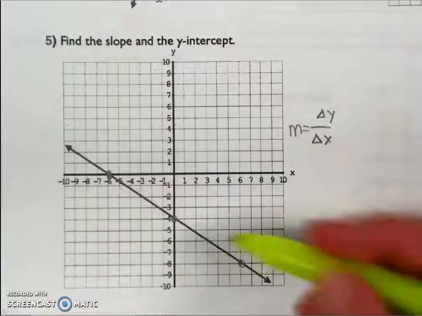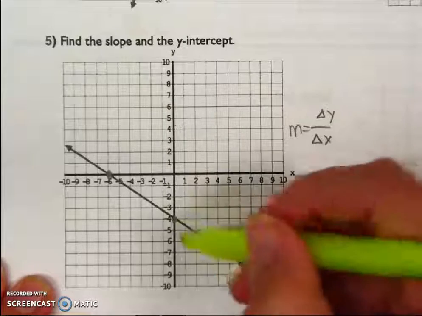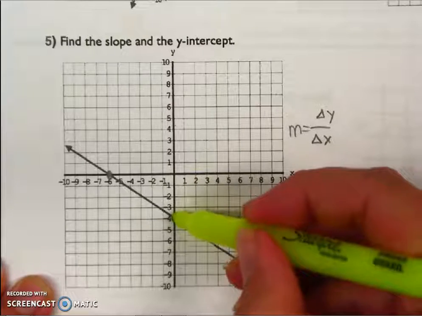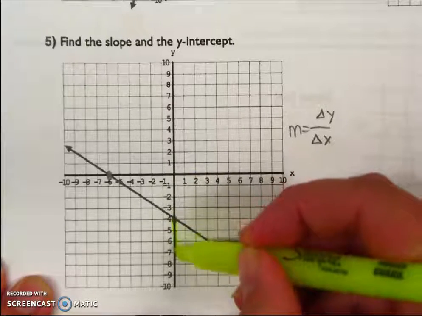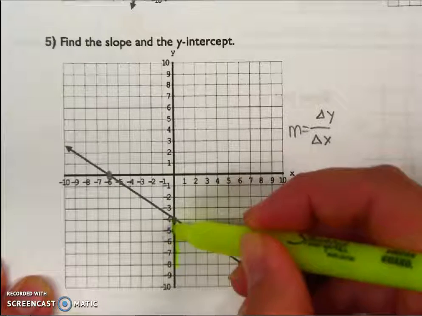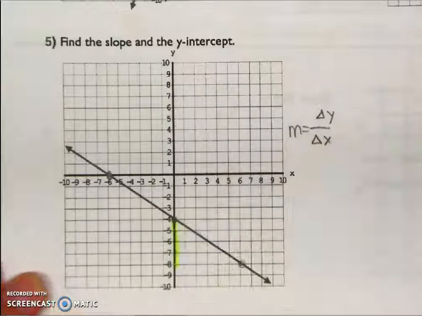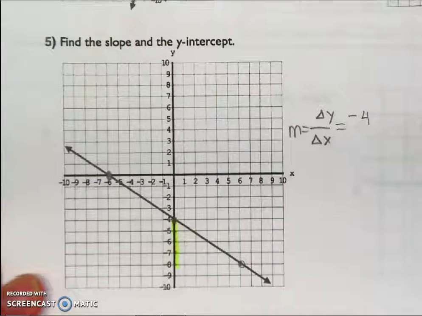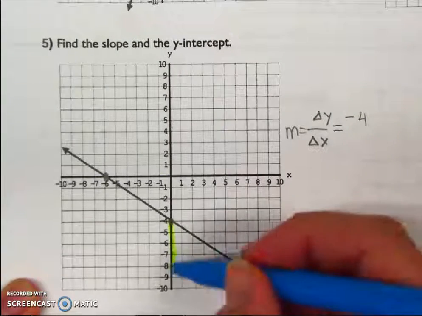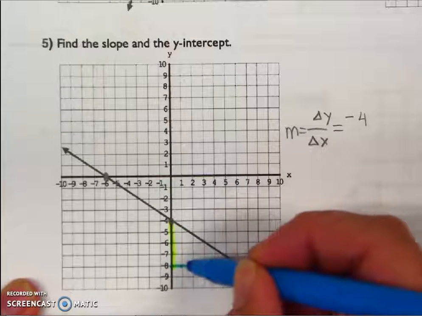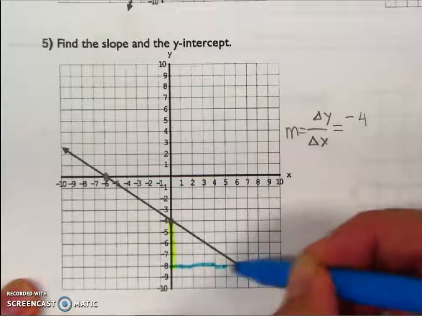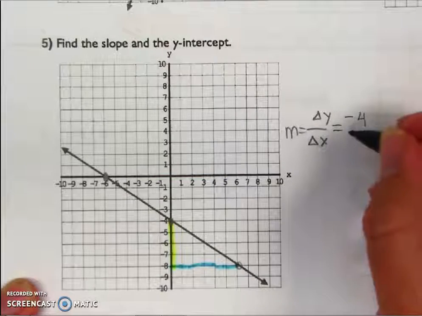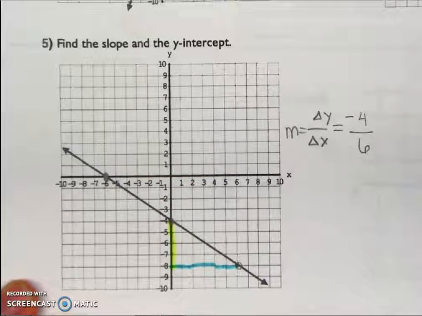So vertical change from here, it looks like it has to go down. So it's going down 1, 2, 3, 4. Down 4 means I'm going to write negative 4. And then my horizontal change from there, I have to go to the right. 1, 2, 3, 4, 5, 6. I have to go to the right 6. Okay, so that's a fraction that I can reduce.